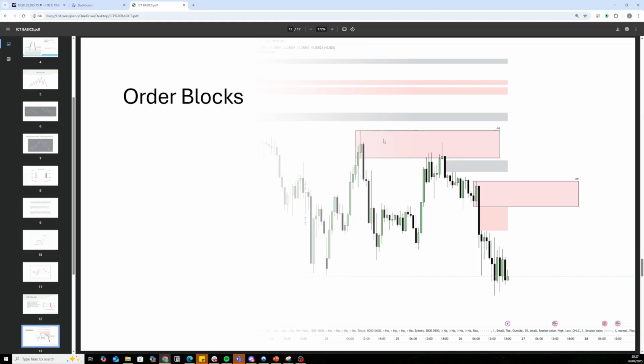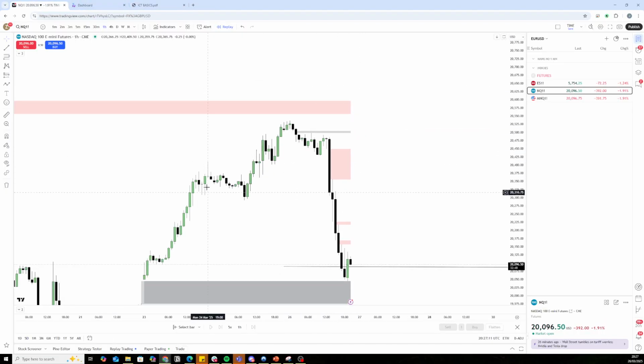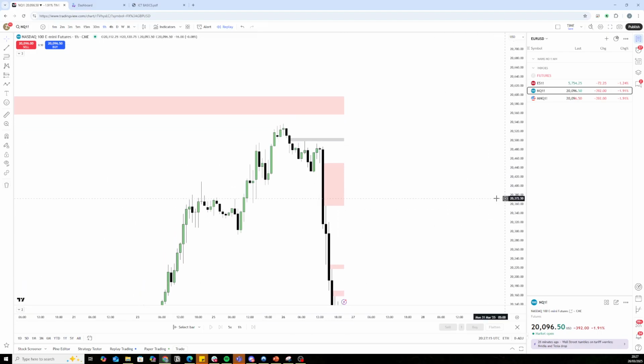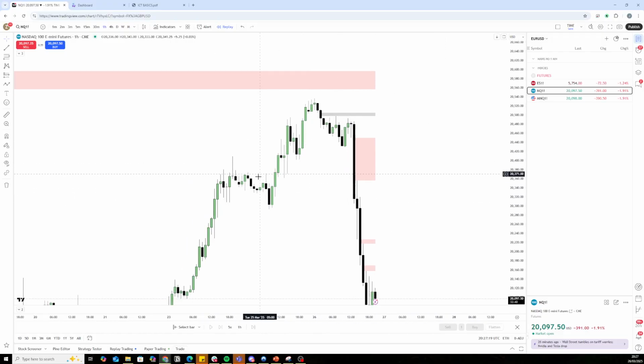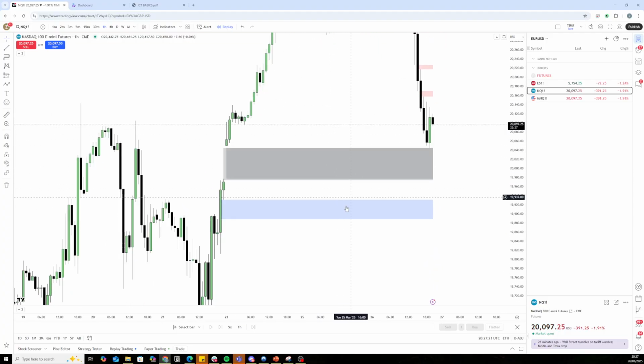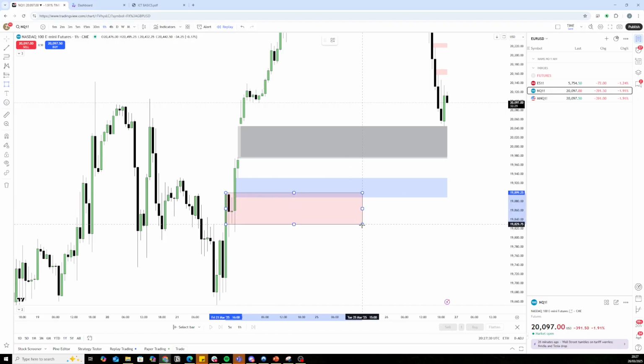Here you can see some examples of order blocks, and just to make it as easy as possible for you guys to spot an order block on a chart, an order block is the last up close. So for example, in a bullish move, it's the last down close candle before a bullish move up. So if I were to show you this here, this strong move up here, the last bearish candle before that move was this. So that's an order block.